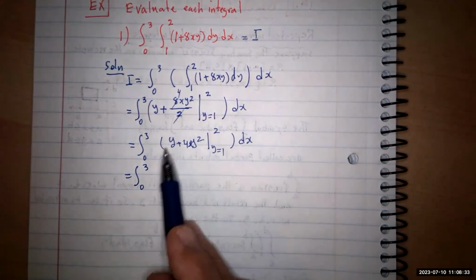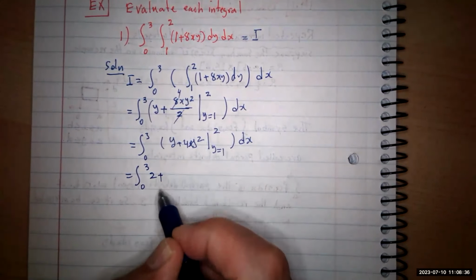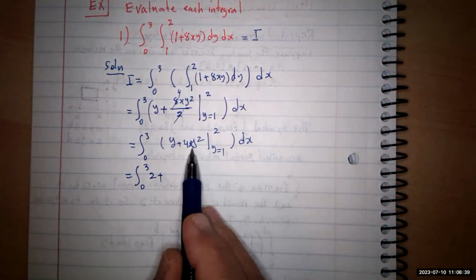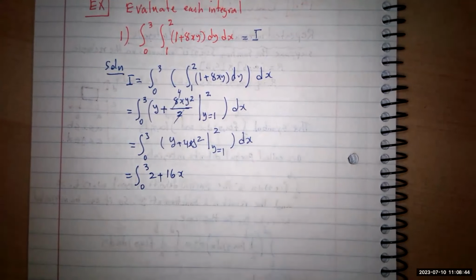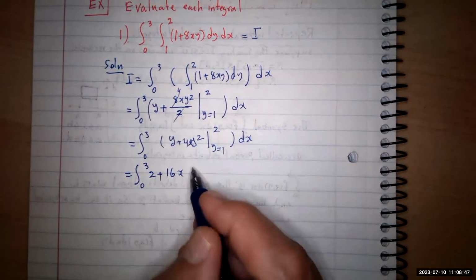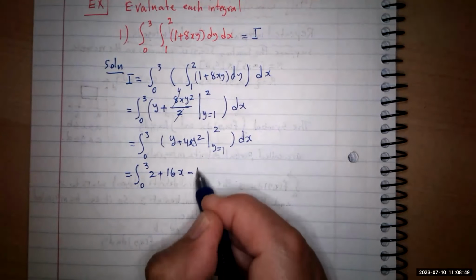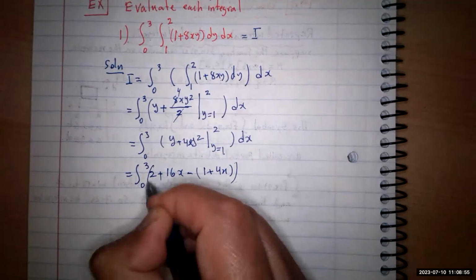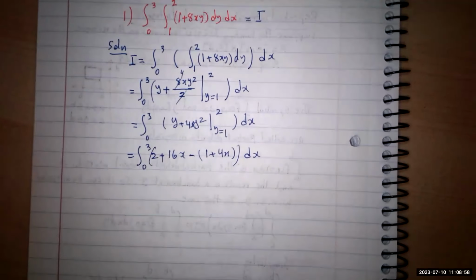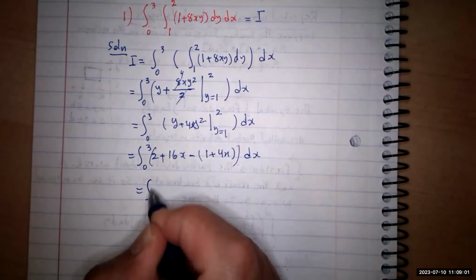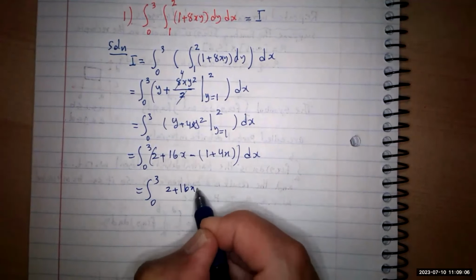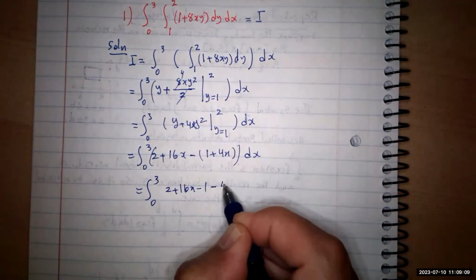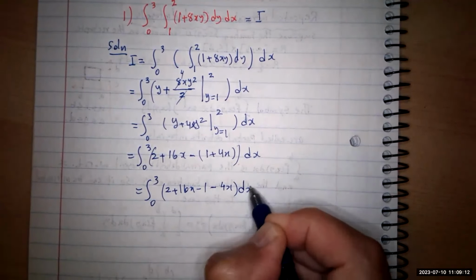Okay, substitute y equal to 2 first, so that gives you 2 plus, if you replace the y by 2, 2 squared would be 4, 4 times 4, 16. So 16x. Now minus, replace the y by 1, so that gives me 1 plus 4x, everything dx. So combine the like terms, going to be 0 to 3, 2 plus 16x minus 1 minus 4x and dx.